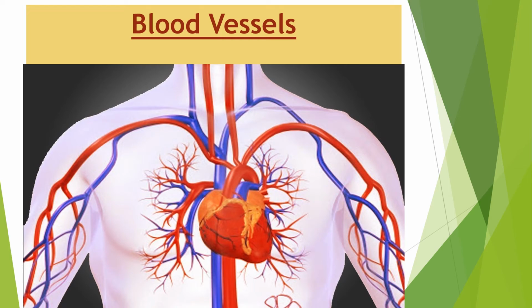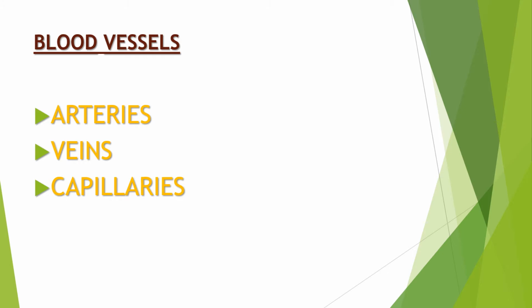This is the final part of the circulatory system. In this part, we are going to talk about the blood vessels. The blood vessels are divided into arteries, veins, and capillaries.